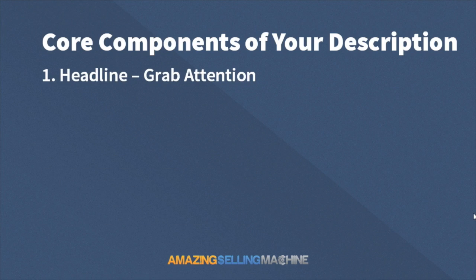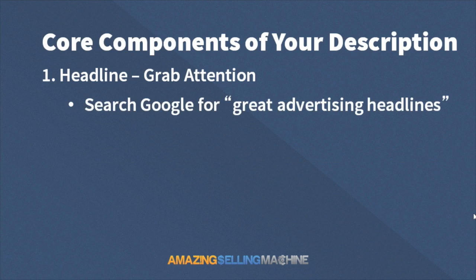The first one is our headline. And with our headline, we want to grab the attention of our customers. So what I suggest is to search in Google for great advertising headlines. You can get examples of what other companies are using to grab the attention of their customers, and you can get some great ideas by searching on Google. You can also go into Amazon and get some great advertising headlines by seeing how other marketers are marketing their product with great headlines. And then you can come up with your own headline, and that's going to be the first thing we're going to put in the first core component of our description.